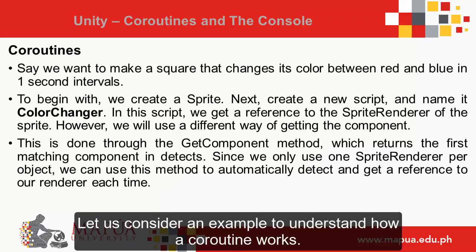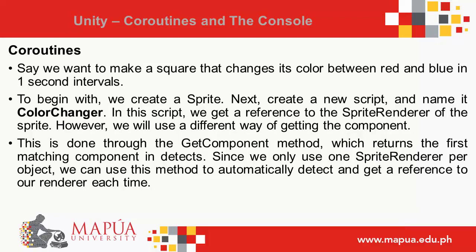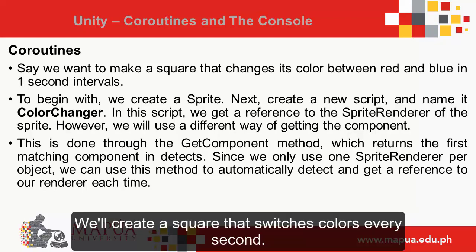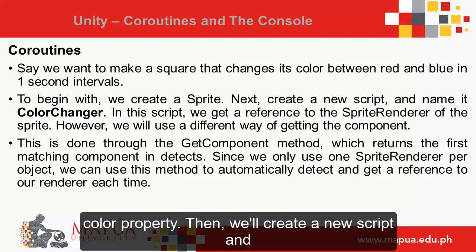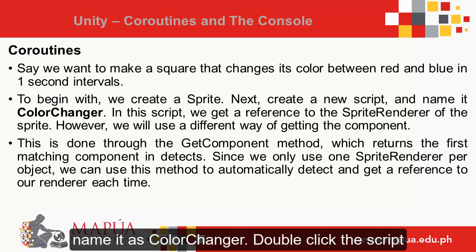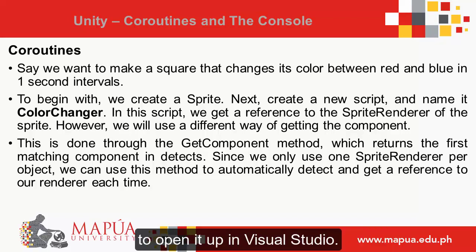Let us consider an example to understand how a coroutine works. We'll create a square that switches colors every second. In order to achieve this, we will create a sprite and manipulate its color property. Then, we'll create a new script and name it Color Changer. Double-click the script to open it up in Visual Studio.